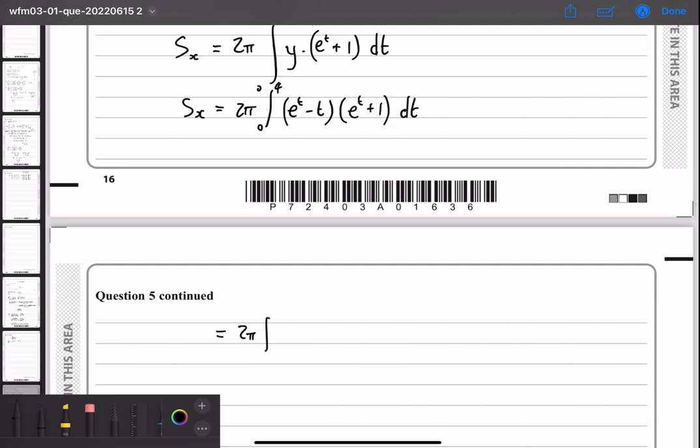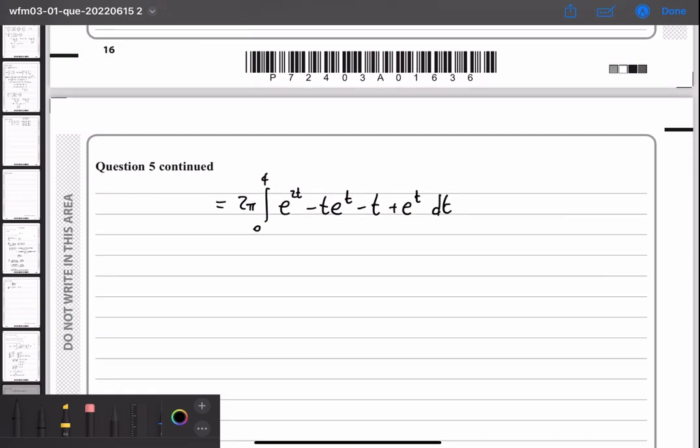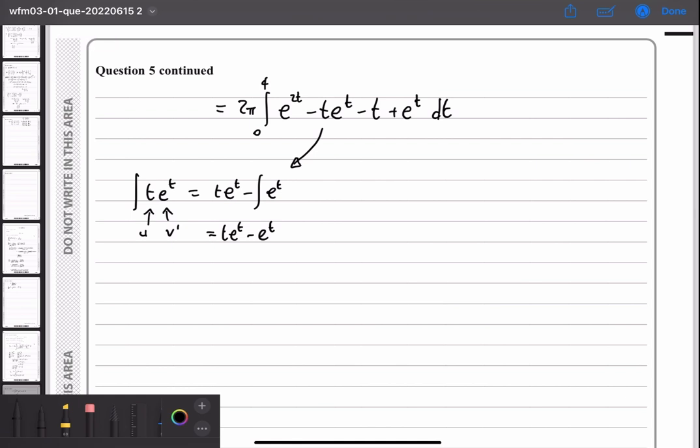So we've got 2 pi. To do this, I'm going to expand all of that. We've got e to the 2t minus t e to the t, which I might have to use integration by parts to do, minus t plus an e to the t dt. Yes, let me quickly just do this on the side here. T e to the t. If I call this u and this v prime, using integration by parts, that gives us t e to the t minus the integral of e to the t, which is just e to the t. So that's this term here specifically without the negative.